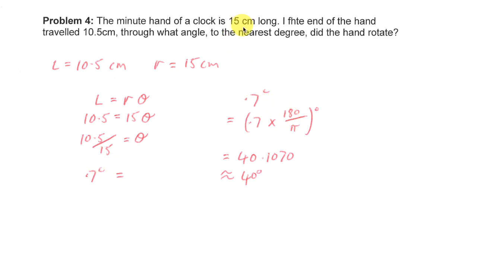Converting to degrees, because that's what the question requires, 0.7 radians is equal to 0.7 multiplied by 180 on pi, and we get 40.1070, which is approximately equal to 40 degrees when we round it to the nearest degree.